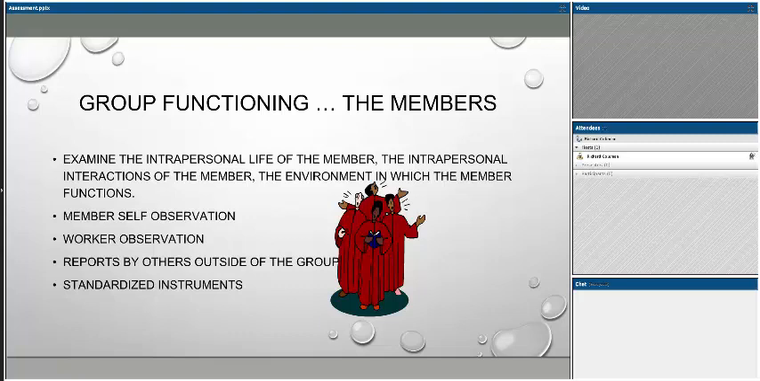And we also listed some methods of assessing that group functioning. And so there are member self-observation, worker observation, reports by others outside of the group, as well as standardized instruments that you can actually utilize. And so again, this assessment provides a basic baseline for the members so they can compare their progress as the group progresses.